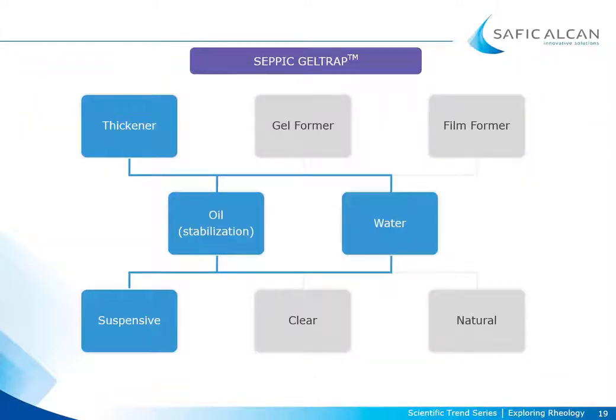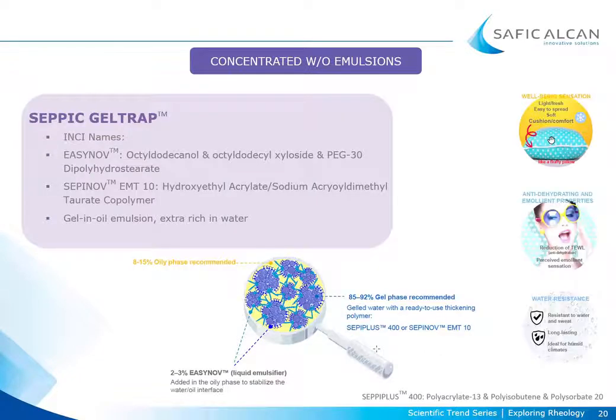With Safic Gel Trap, we start taking care of the oil phase, and the idea behind that is to start stabilizing it. Safic-Gel Trap is a tool that will help you formulate trendy concentrated emulsions. In this system, the continuous phase, which is the oil phase in yellow, is in lower amount, about 15%, than the discontinuous phase, which is the aqueous phase, in blue. The aqueous phase here represents about 90% of the formula, but it's still the discontinuous phase. We are talking here about concentrated water in oil emulsions.